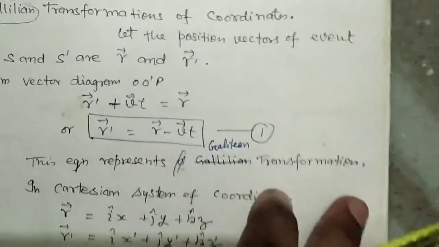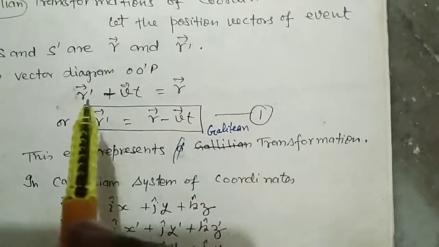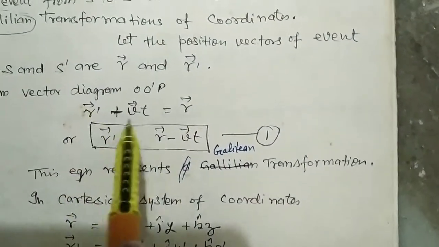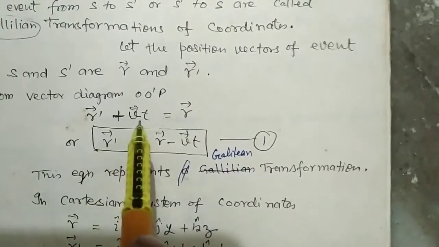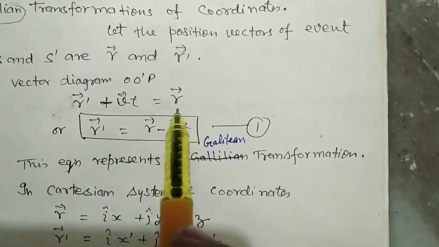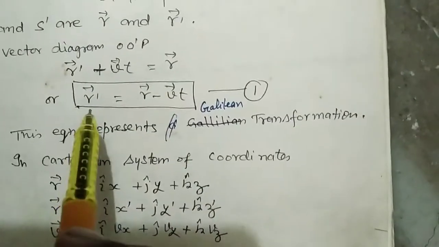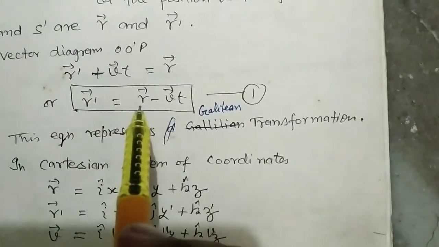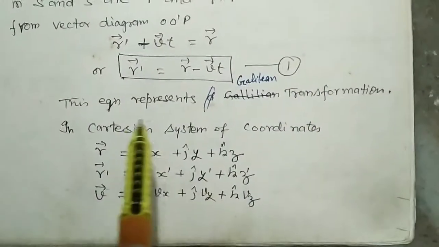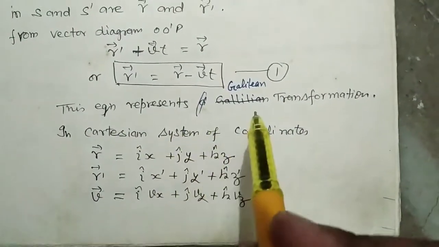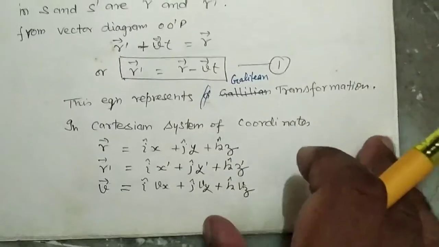We have from this vector diagram R dash vector plus V vector t is equal to R vector, or R dash vector is equal to R vector minus V vector t. This is equation number 1. This equation represents the Galilean transformation.